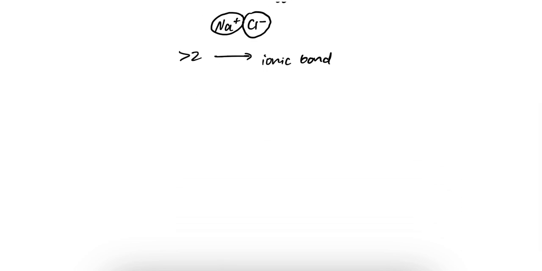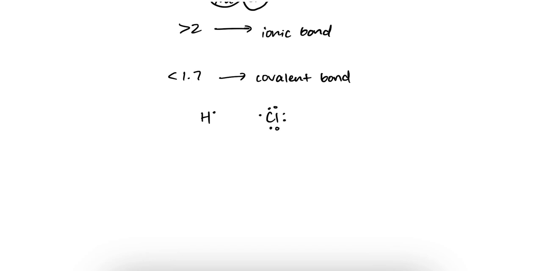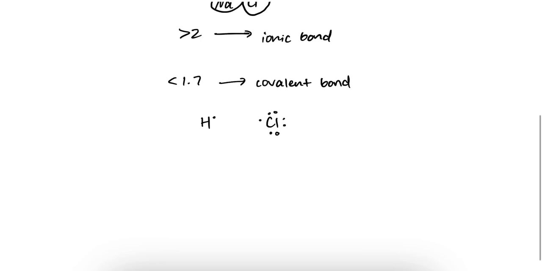Other than an ionic bond, we also have something called a covalent bond. And this results when we have an electronegativity difference of less than 1.7. In this instance, neither atom is quite strong enough to pull an electron completely from the other. So for an example, we have hydrogen and chlorine here. The electronegativity difference between these two atoms is not strong enough for chlorine to completely take this electron from hydrogen. However, it's just strong enough for them to share this electron.